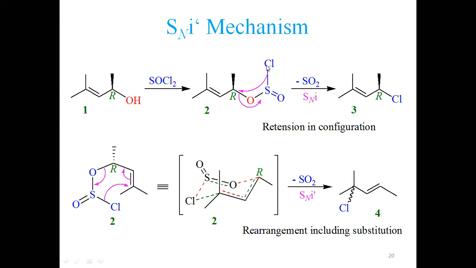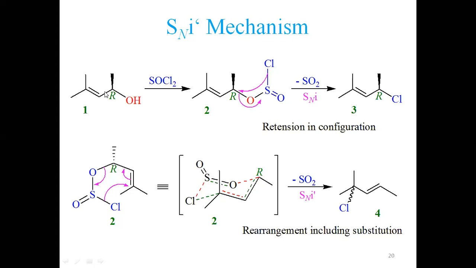What happened here? This chlorine migrates or transfers from sulfur to this carbon, and this electron pair transfers. This is what we call SNi: substitution, nucleophilic, intramolecular, right? And because the leaving group leaves from the same direction the nucleophile is approaching, the configuration is retained. This is the unique feature of the SNi mechanism.